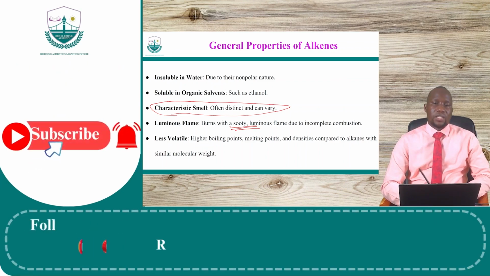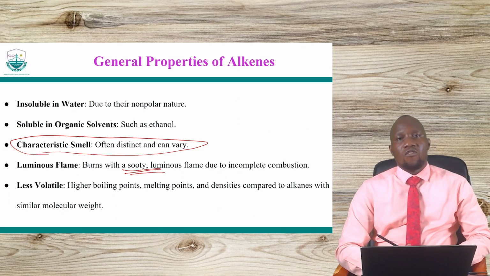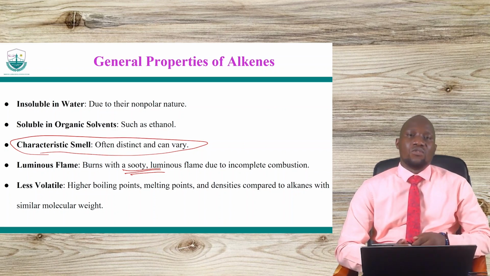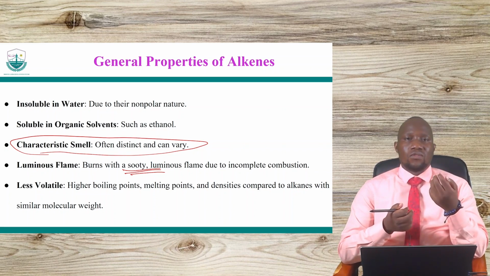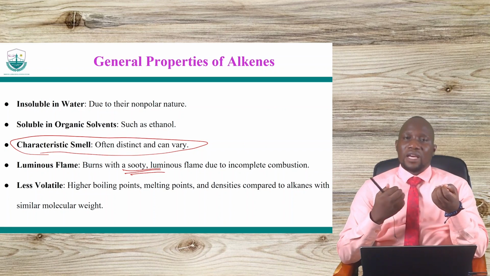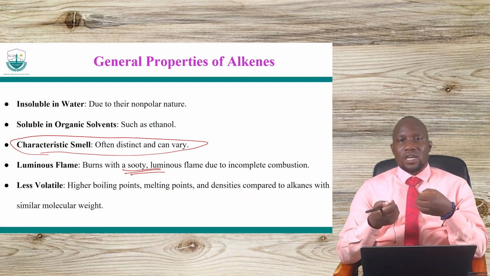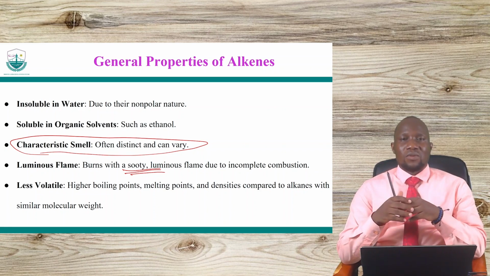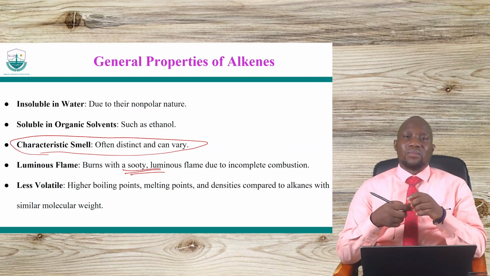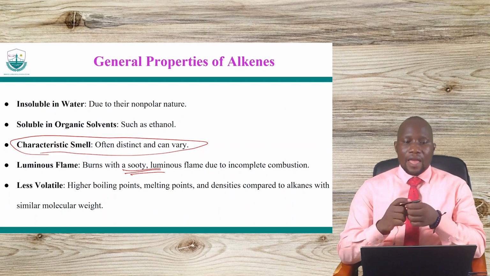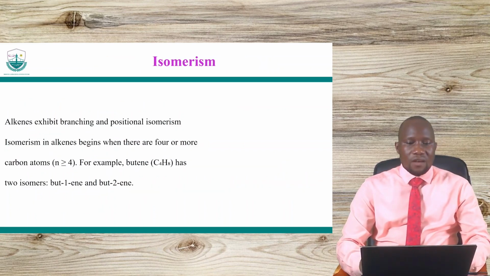No, let me repeat that point. Alkenes have higher boiling and melting points compared to alkanes of similar molecular weight. So if you have an alkane of, let us say, 3 carbon atoms, and then you bring an alkene of 3 carbon atoms, the alkene will have a higher boiling and melting point compared to the alkane. That's the point that we have there.